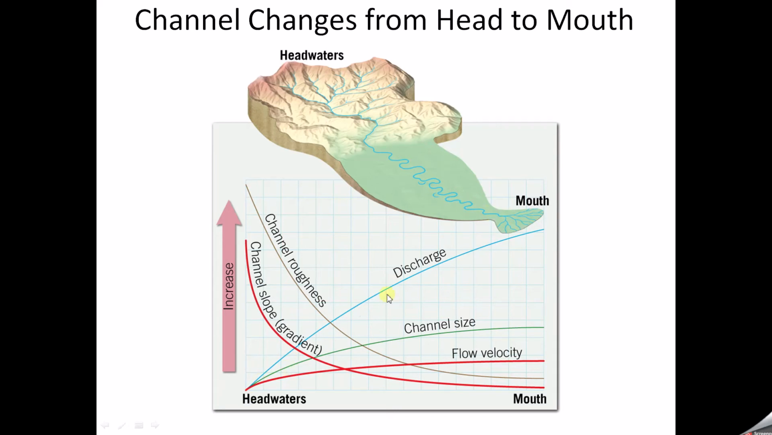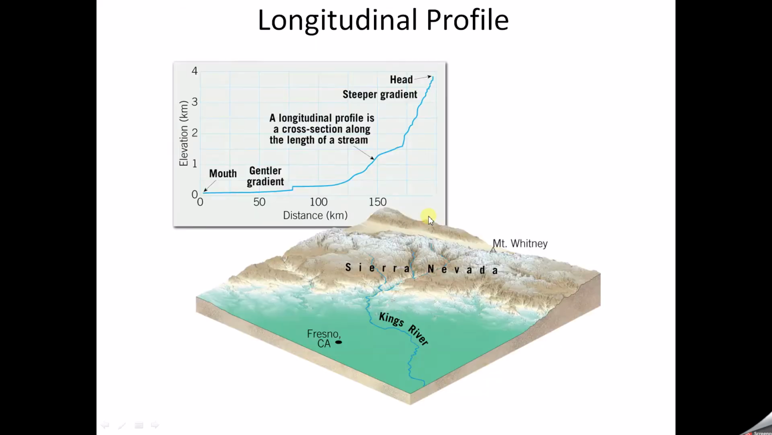The opposite: discharge will increase as you come from the head to the mouth. Channel size will get wider, with narrower channels up here and wider channels as you go down. Flow velocity increases downstream. Let's go back here.